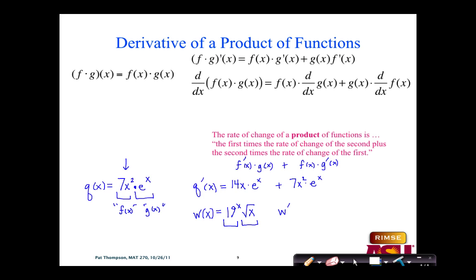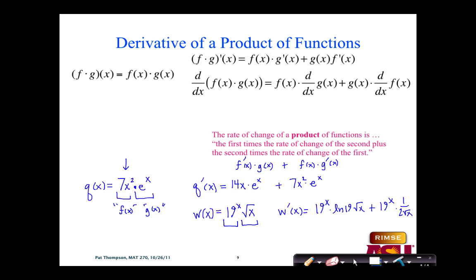W's derivative with respect to x would have the derivative of 19 to the x, which is 19 to the x, natural log of 19, times the original square root of x, plus, other way around, the original 19 to the x, and the derivative of square root of x.